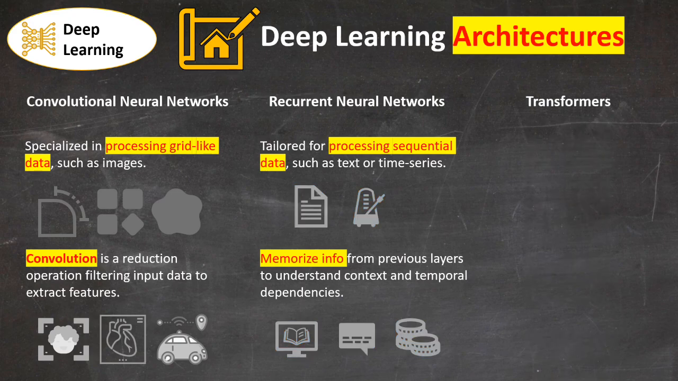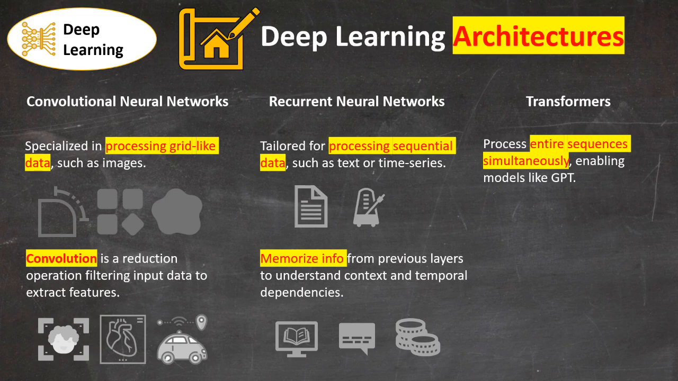Transformers revolutionized natural language processing by addressing the limitations of RNNs. They process entire sequences simultaneously using self-attention mechanisms, enabling models like GPT to generate text, summarize content, and power chatbots with remarkable accuracy. These three architectures showcase the versatility of deep learning across domains, from vision to language and beyond. Let's now move on and discuss how to best train these deep neural networks.